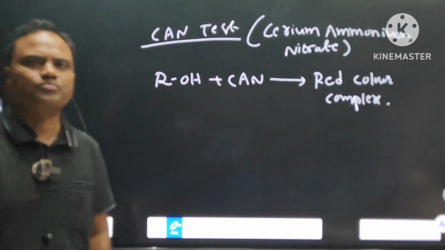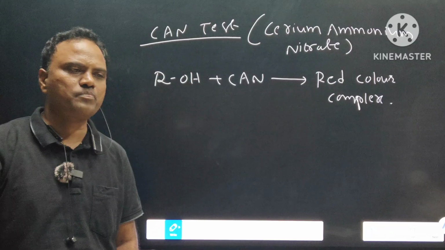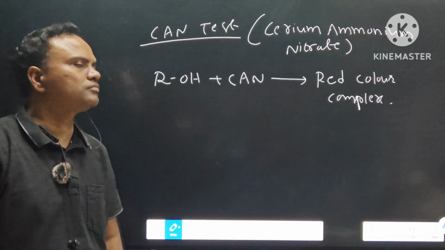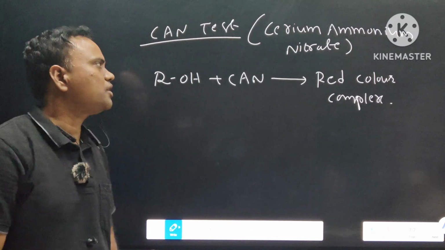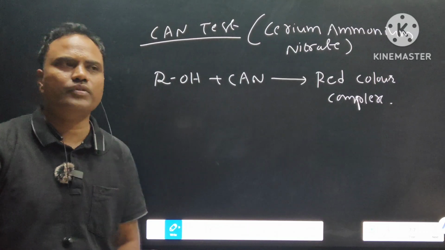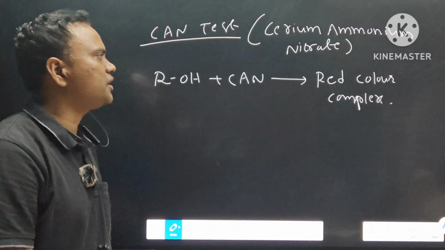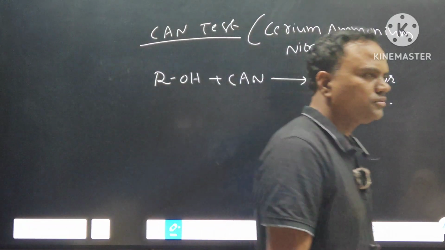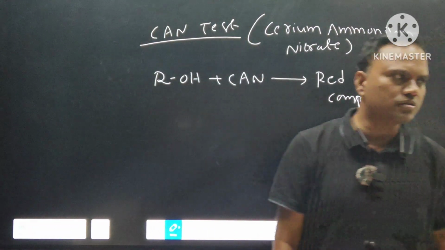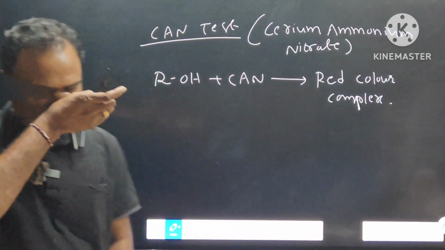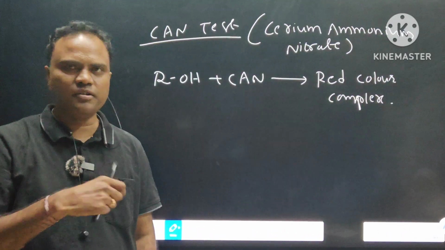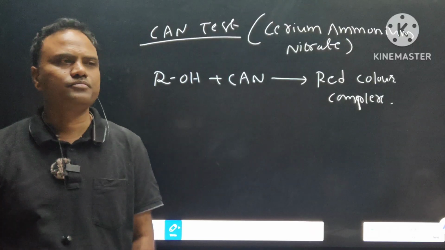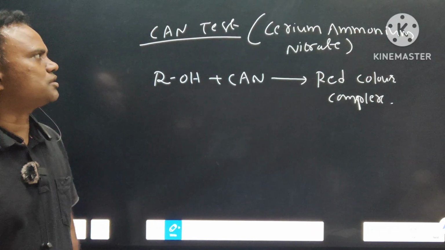Generally, when alcohol is present, if we add the ceric ammonium nitrate chemical, then a red color complex is formed. This is used in forensics on post-mortem dead bodies. If anyone drank alcohol, then they will take blood samples and add this chemical. Forensic.